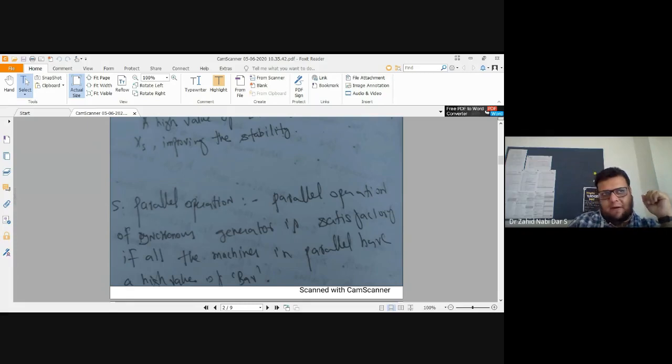Now one more important factor is frequency. If you read some local books, they will write that frequency has to be the same. But in practical terms, if you read some good books, the frequency of the incoming generator has to be slightly more than that of the system you are connecting to, because if it is less, it will slow down the power system. So frequency is not to be exactly the same. I will give you my notes also.